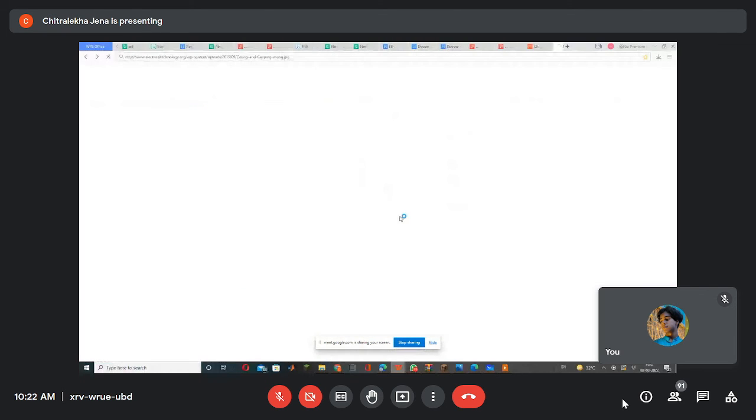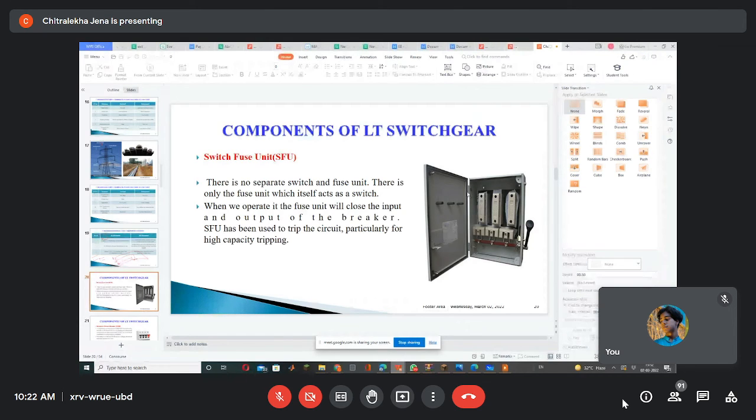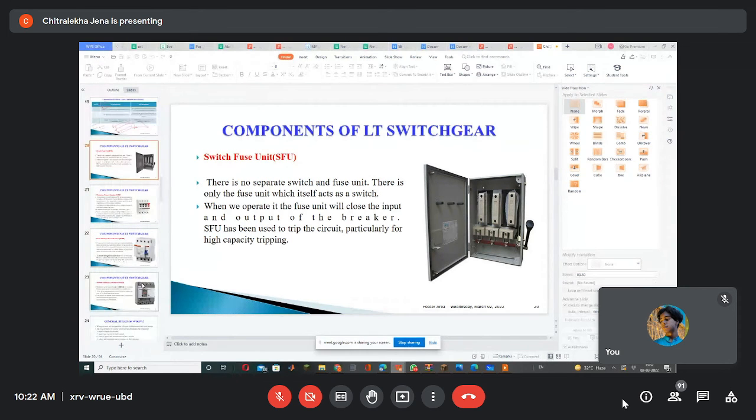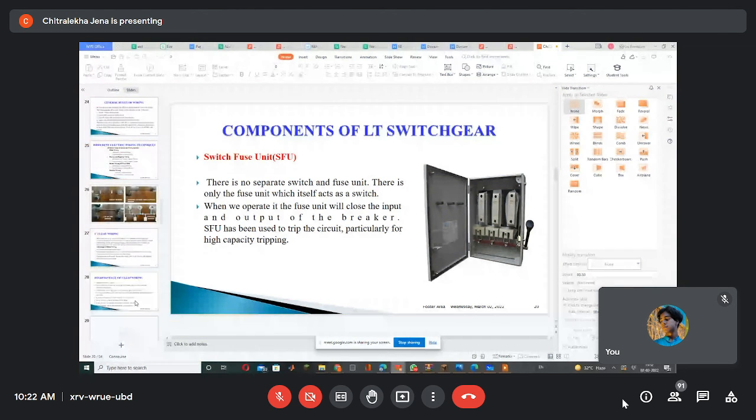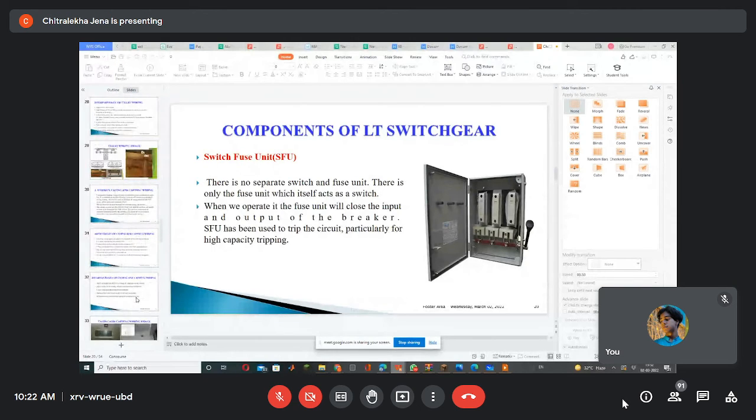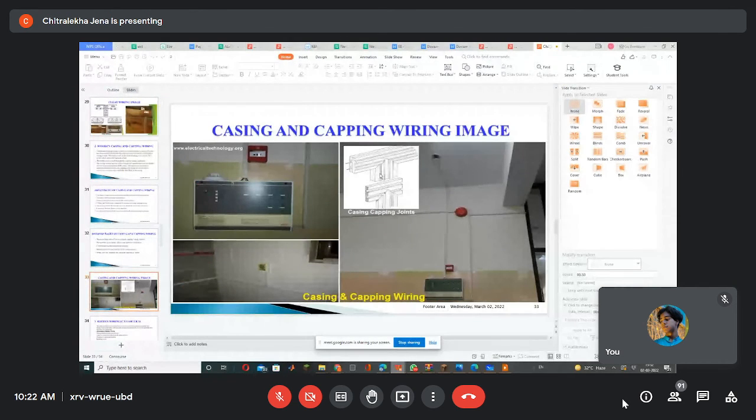Yes, in fan making also. One case is there, another one is the cap. Okay, that is my slide. You see, one case is there, another one is the cap. That is casing and capping wiring.